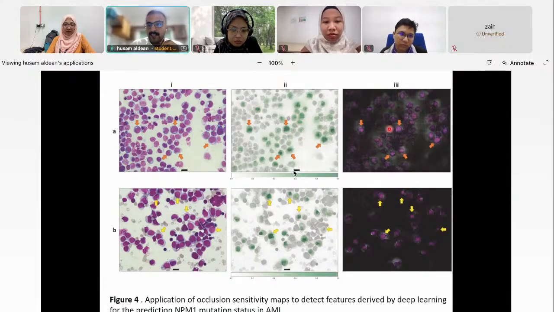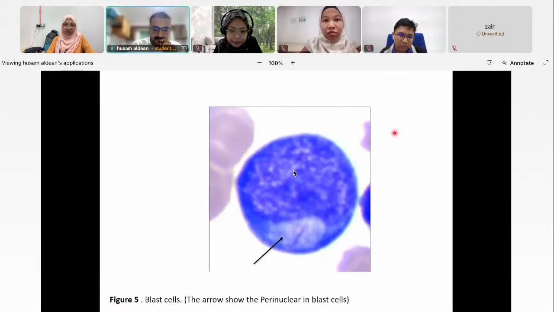So they found that these cells contain condensed chromatin, as we said before, and the pre-nuclear region. To illustrate, I put this image from my search. It is about blast cells, and this arrow indicates the pre-nuclear region in a blast cell.